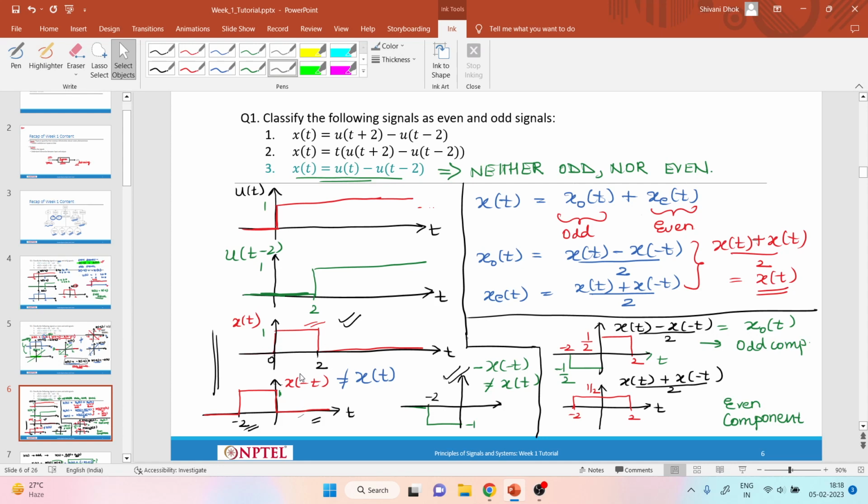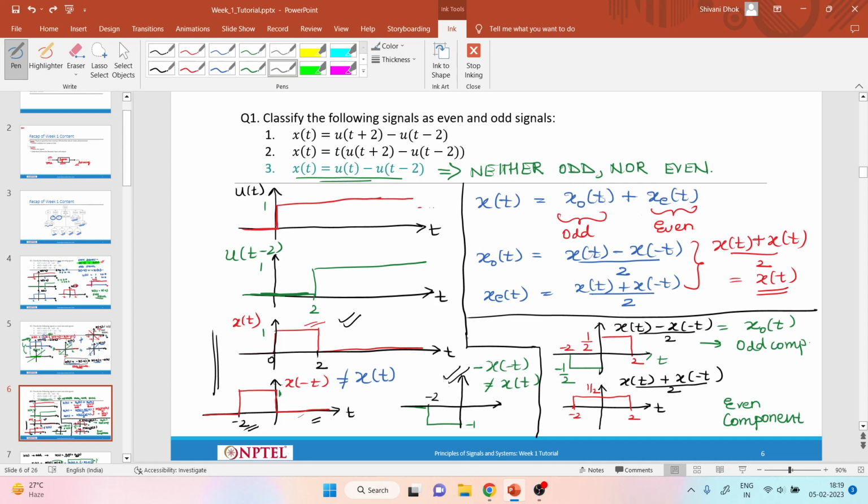Now let's check the possibility of odd signal. For that, we can check what is minus of x of minus t. That is, we need to flip it vertically about this t axis. That is, if its magnitude was 1 here, it will become minus 1. So this is my minus of x of minus t. Again, x of t and minus of x of minus t are not the same, which means that it is not an odd signal also. It is neither an odd signal nor an even signal.